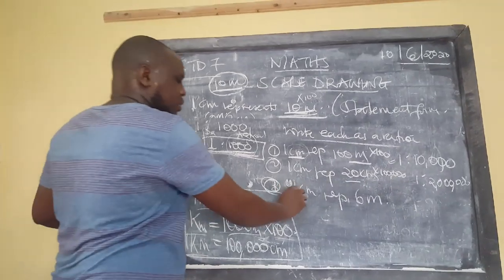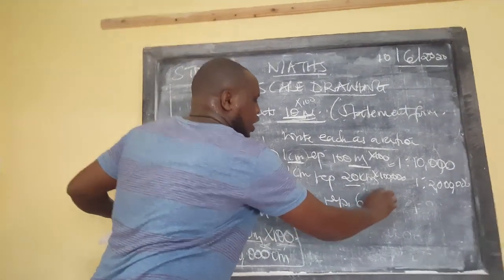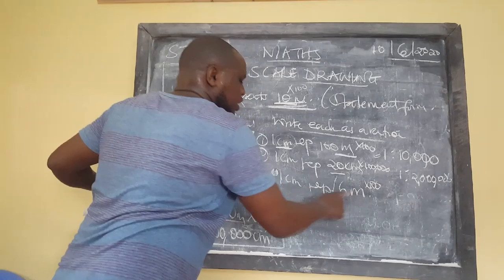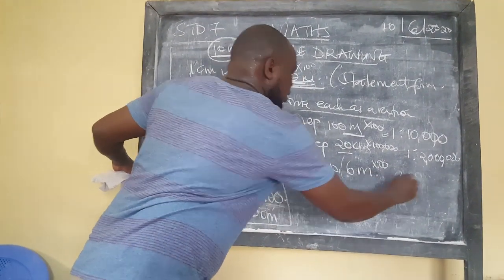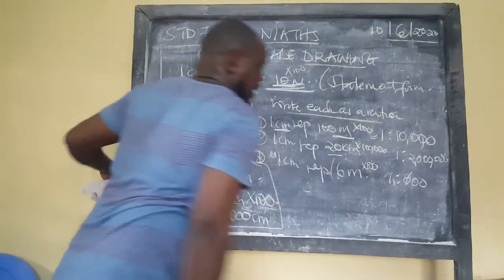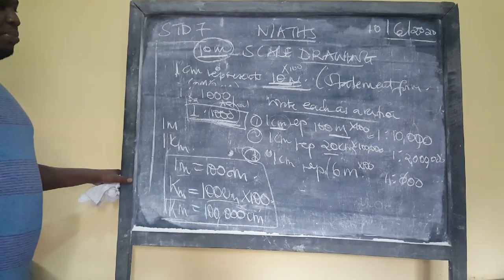Then this one, 1 centimeter represents 6 meters. You multiply this 6, this is the only one we are changing, 6 times 100. So it will be 1:600, like that. I think now you can be able to see what we are doing.